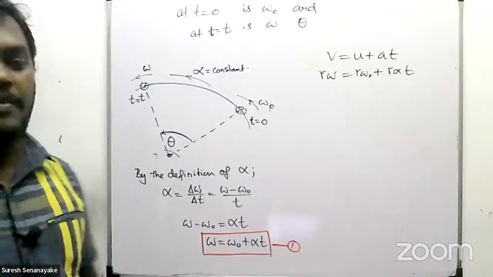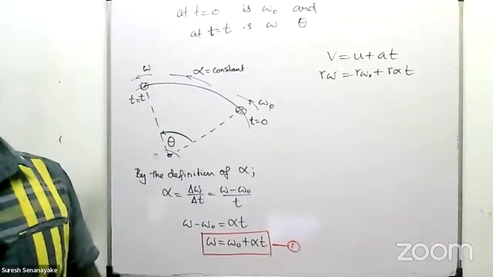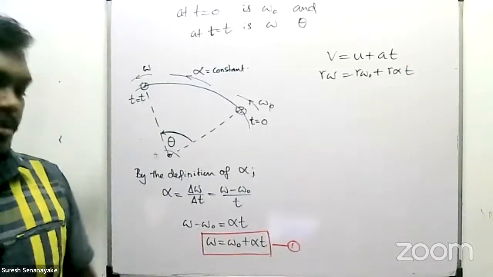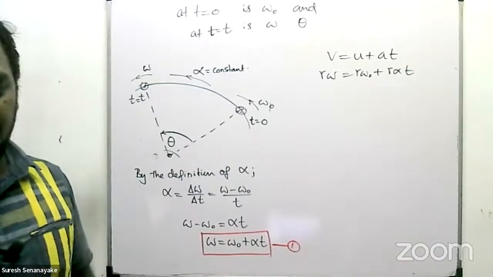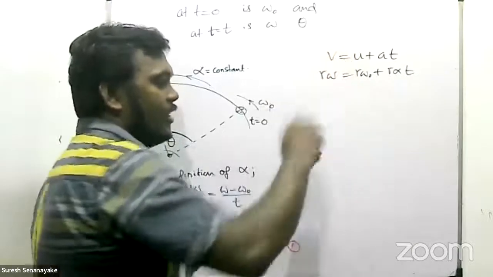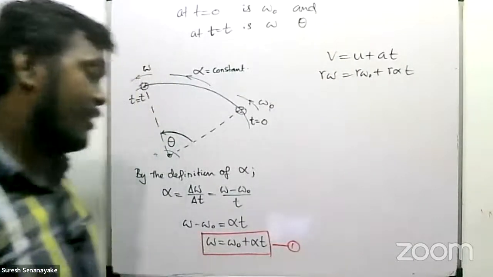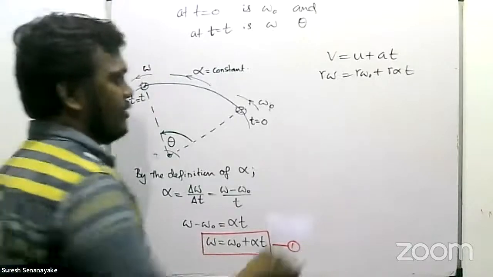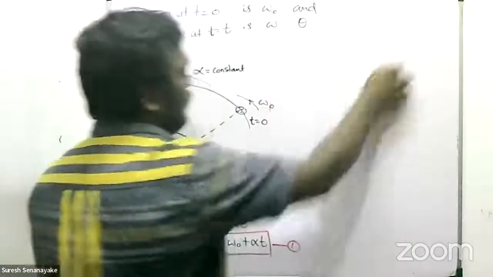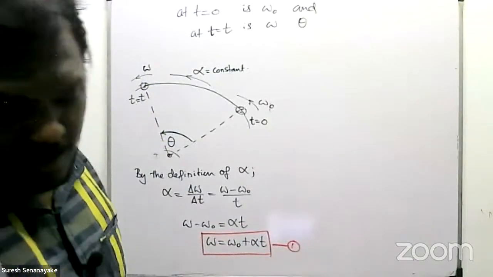Linear motion you have definitely learned very well. Angular motion is similar. That's the only relations you need to know: the relationship between linear velocity and angular velocity, and linear acceleration and angular acceleration. All the physical quantities have a relation like this.